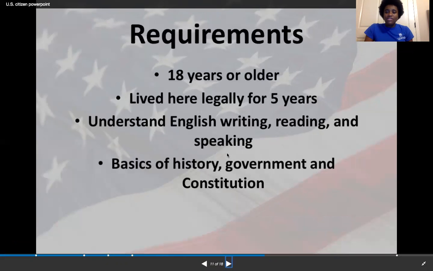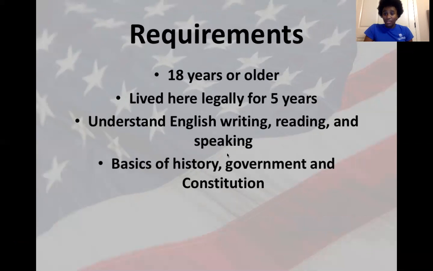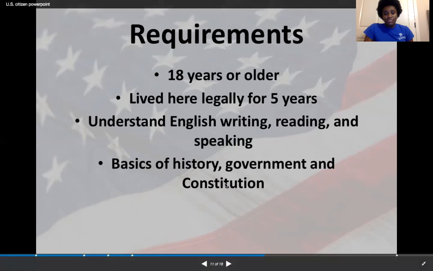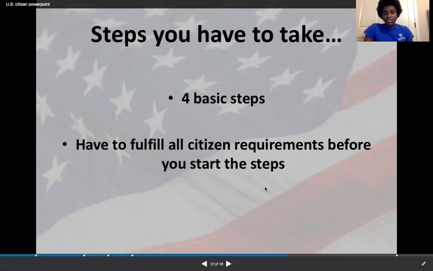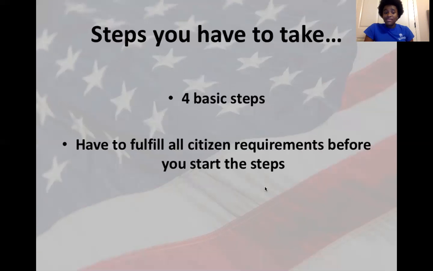Okay, so the requirements: you have to be 18 or older, lived here legally for 5 years, understand English writing, reading, and speaking, and then the basics of history, government, and the Constitution. So basically you have to be 18, live here for 5 years, understand the English language, and then know your history. And then there's 4 basic steps. You have to fulfill all citizen requirements before you start the steps.